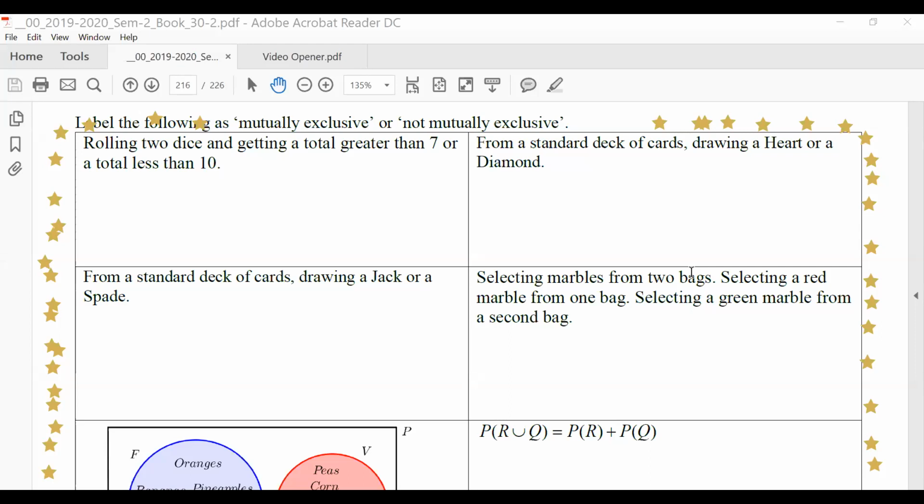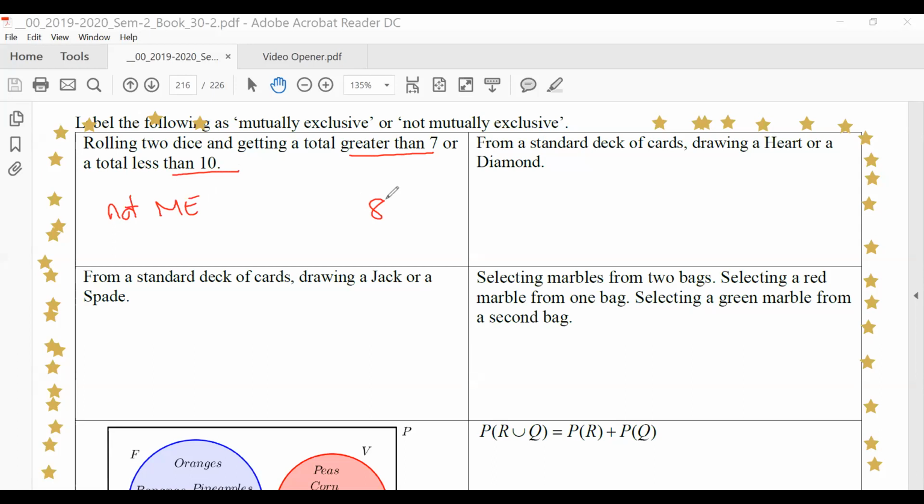Okay, friends, this is it. Let's see how you did. So, label as mutually exclusive or not mutually exclusive. Rolling 2 dice and getting a sum greater than 7 or a total less than 10. Well, that can happen at the same time. That's not mutually exclusive. That sounds like me getting, how about an 8? That's greater than 7 and less than 10.